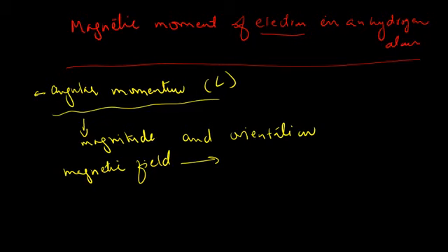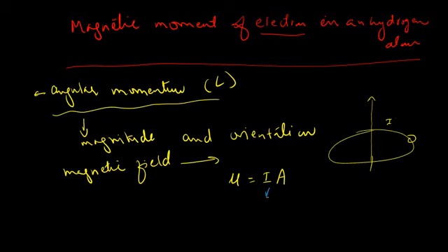So here we can consider the orbiting electron as a current loop. It has its magnetic moment mu equal to I into A. Here, what is I? I is the current in the loop, and A is the area. A represents the area of the loop.